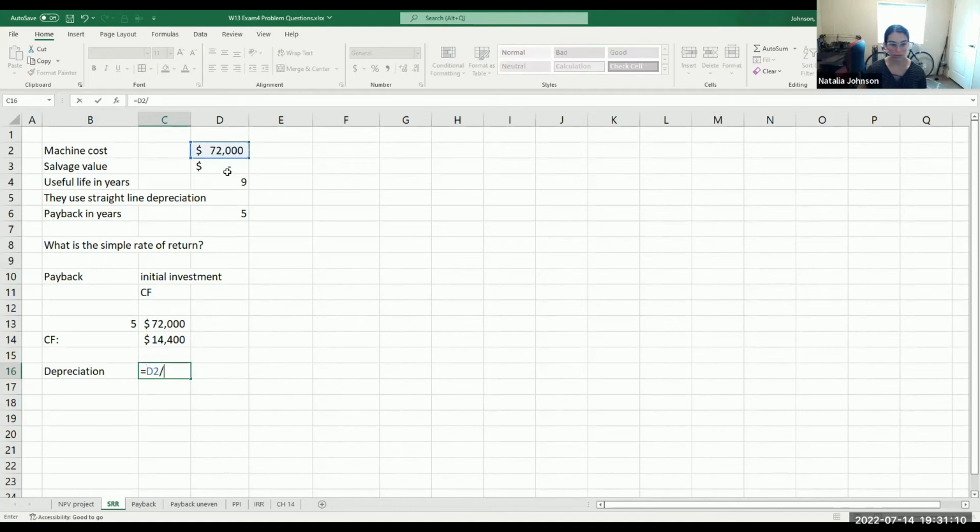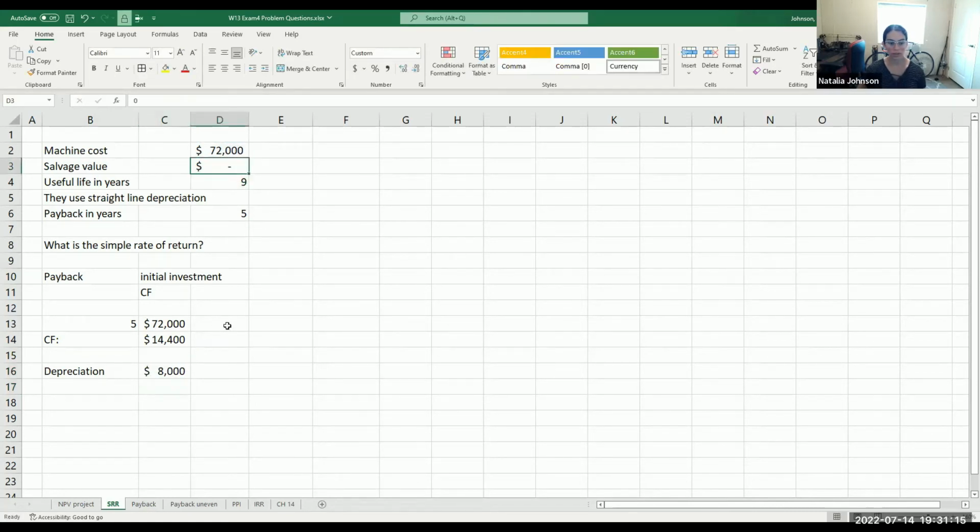Which is 8,000. What if you have a salvage value? What would we do? Then you subtract the salvage value from the machine cost. Perfect, only if it's the salvage value of the new machine, not the old one. So depreciation is 8,000. So do we subtract it or add it to cash flows?